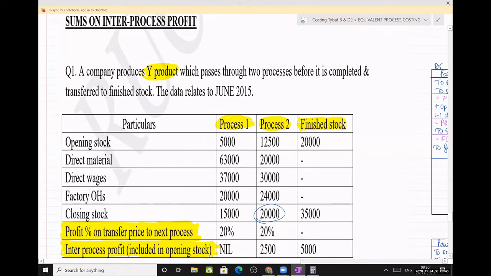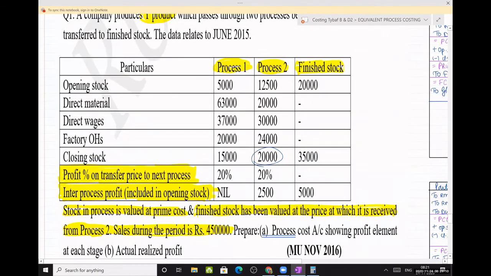So this is the first sum. Just see, I have marked the important highlights of the sum as well. First, a company produces product Y which passes through two processes, is completed and transferred to finished stock. Even if they don't tell you this, you know the last process's goods are always transferred to finished goods stock. The data relates to June 2015. You have process 1, process 2 and finished stock. Then opening stocks are given as 5,000, 12,500 and 2,000, 20,000. So we know opening stock is what? 30. Correct? Opening stock is what?